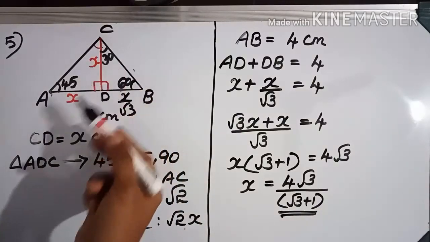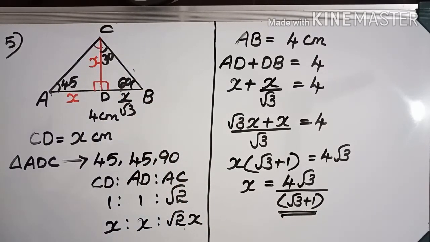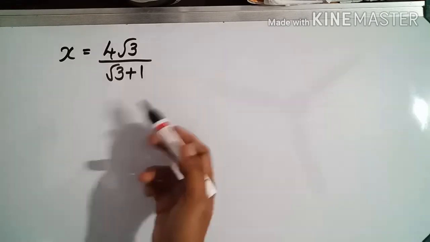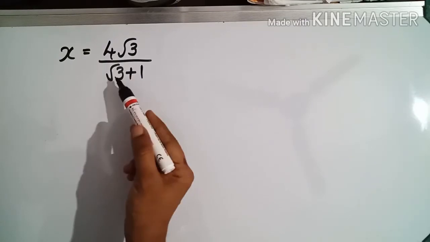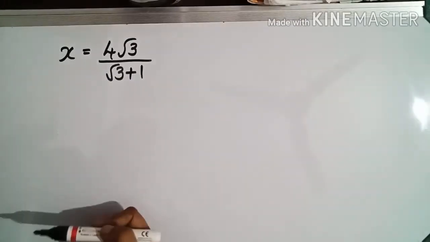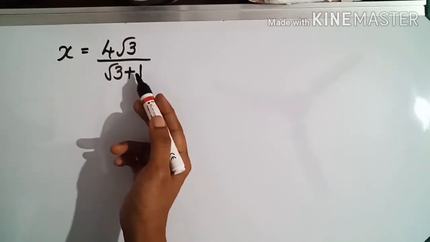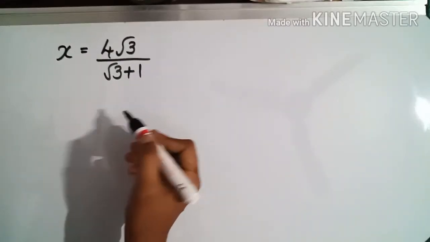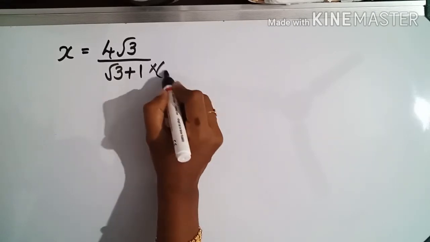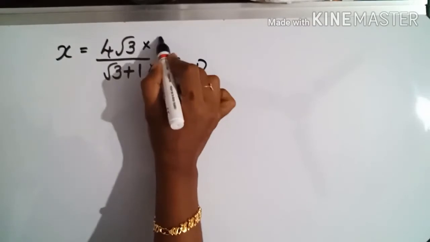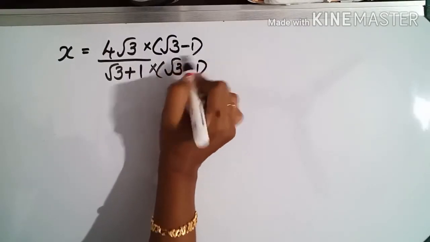That means x we consider as what? The height of this triangle. So we got the height of this triangle as 4 root 3 by root 3 plus 1. Now let's simplify this, because in the denominator we have a root value. In order to avoid that, let's multiply numerator and denominator with the opposite sign. That means, for root 3 plus 1 here, let's multiply with root 3 minus 1. In the numerator also, root 3 minus 1.